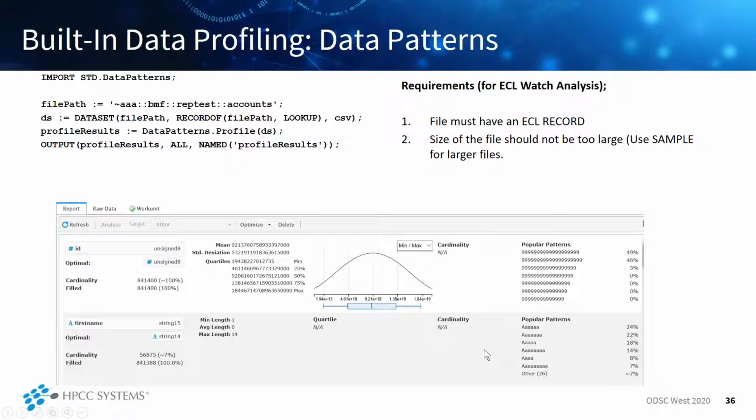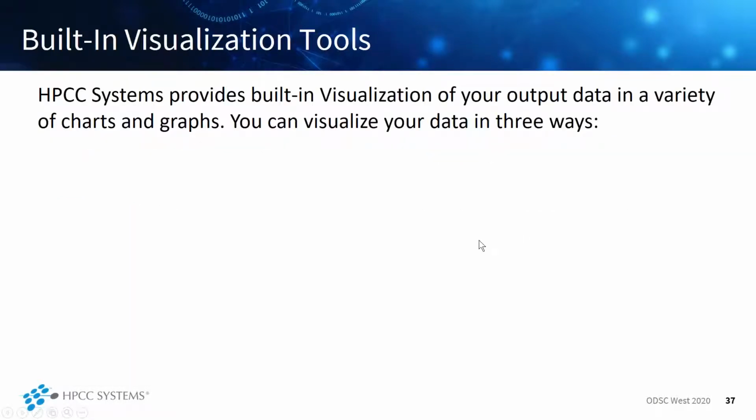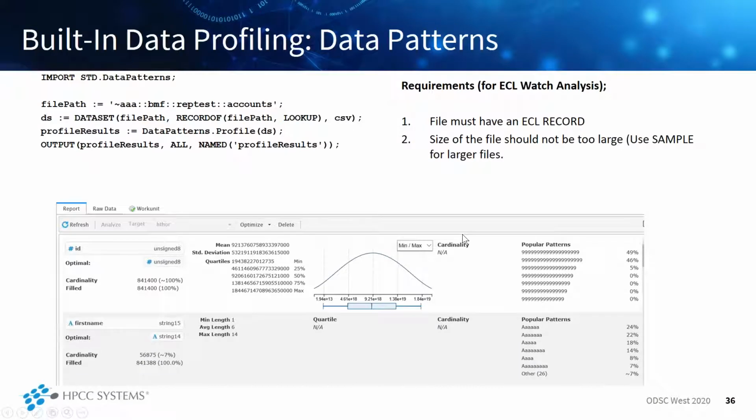Here's the kind of report that you get. So once again, on the upper left-hand corner here, you see ECL that's running a data pattern profile, datapatterns.profile on the 3rd line. On the right, just a couple of requirements. The file that you're profiling needs to have a record structure that's stored in ECL Watch, which most of them do. If not, it's a simple output statement that will generate the record structure for you, and then you can profile that new file that you output. So Hugo will show you a little bit about that. And that's it. So data patterns, that's one part of the thing.